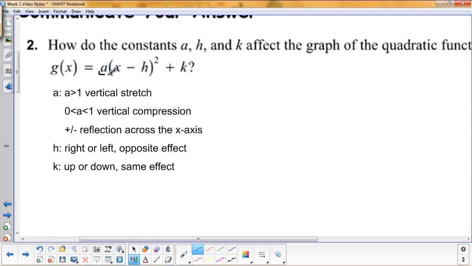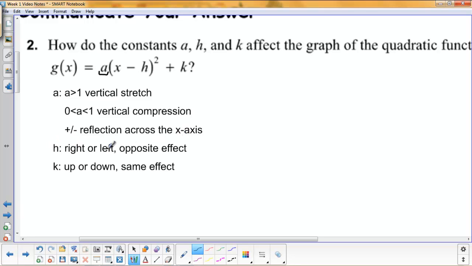So A is a multiplier, which is on the outside of the parent function. Therefore, A, when it's greater than 1, represents a vertical stretch. And A, when it is a fraction between 0 and 1, represents a vertical compression. When A is switched from positive to negative or vice versa, a reflection across the x-axis occurs.